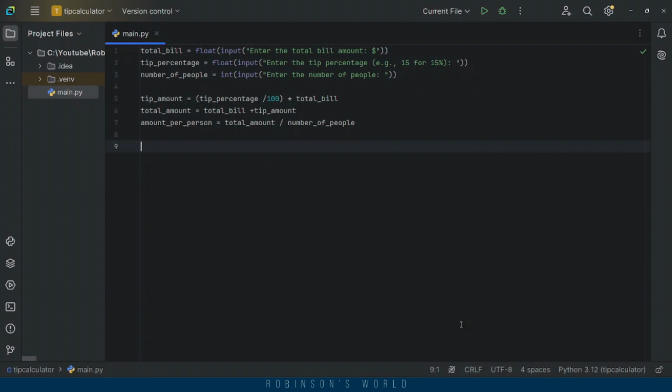Next, we will display the results to the user in a clear and concise format, showing them the tip amount, the total amount, and the amount each person should pay.